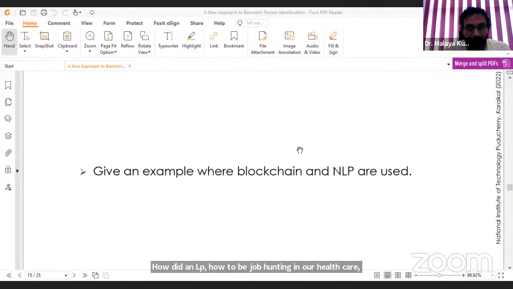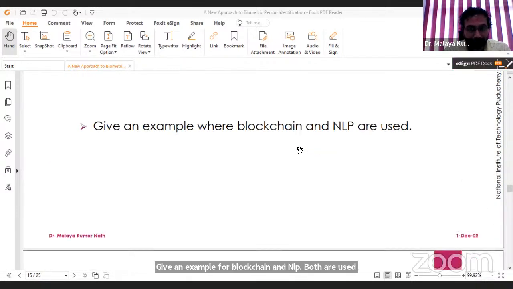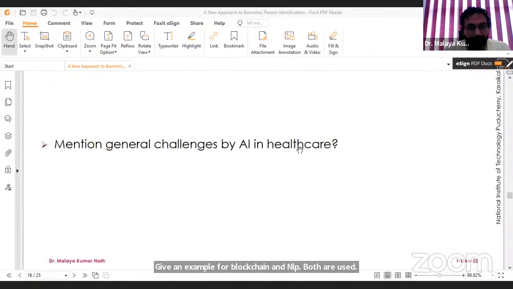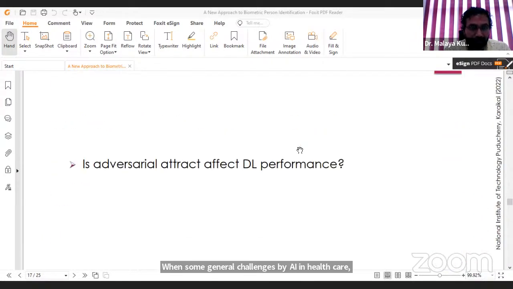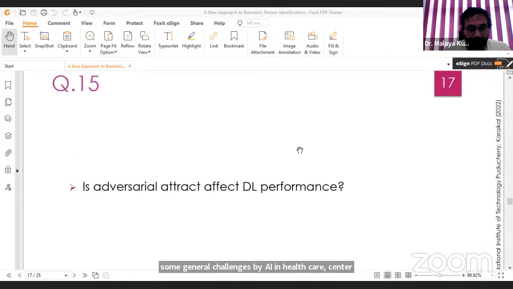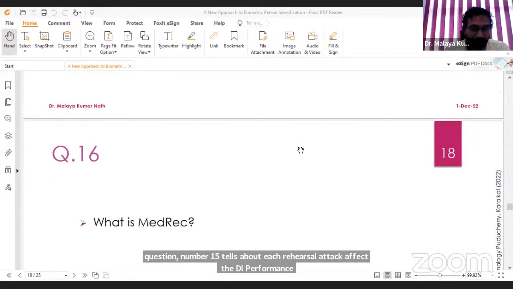Give an example where blockchain and NLP both are used. Justify your answers, sir. Mention general challenges by AI in healthcare sector. The question number 15 tells about each adversarial attack affect the DL performance. Justify whether it is there or not.